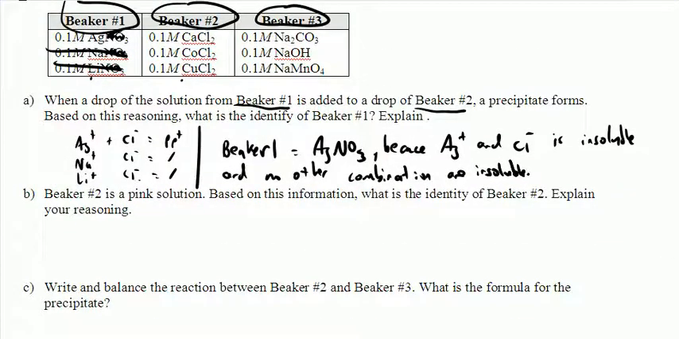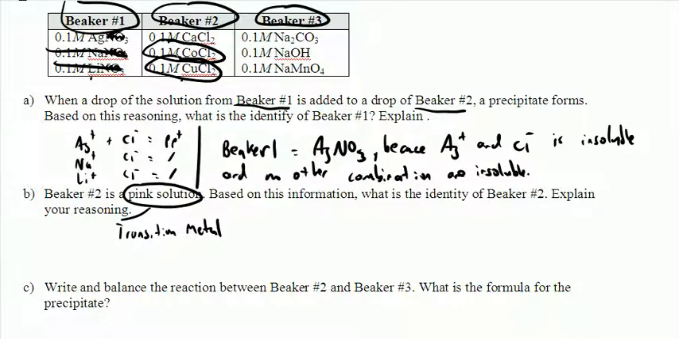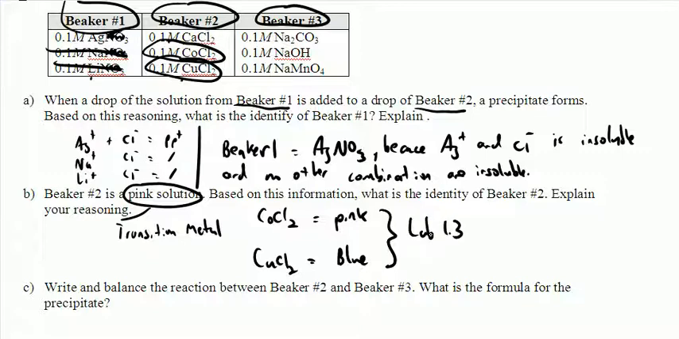Beaker 2 is a pink solution. Okay, so we know that it must contain a transition metal. Based on this information, what is the identity of beaker 2? All right, so there are 2 solutions with transition metals, CoCl2 and CuCl2. CoCl2 is a pink solution, and CuCl2 is a blue solution. And you can go back to lab 1.3 to look at this. So CoCl2 must be the identity of beaker 2.